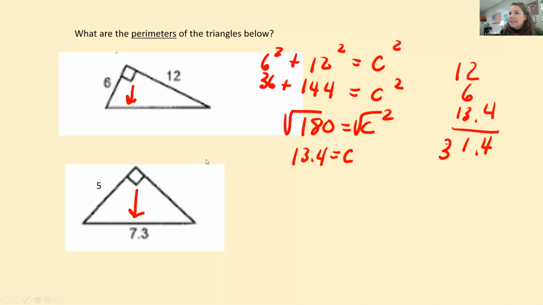All right, and the bottom one's similar, except this time our leg is missing, so this is a subtraction problem on the bottom. When the hypotenuse is missing, it's an addition problem. When a leg is missing, it's a subtraction problem.